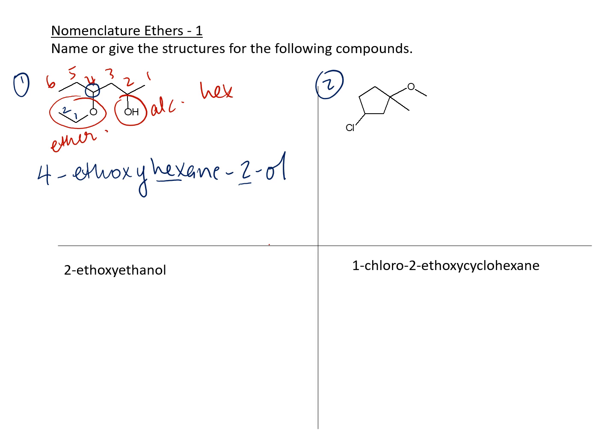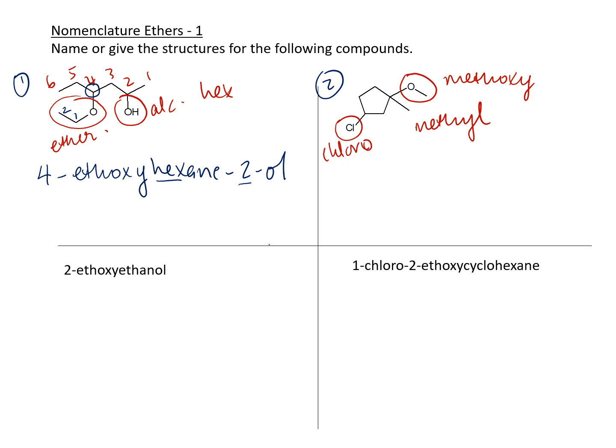Let's go on to the second one. In the second case, we have a cyclic compound. We have a lot of substituents, so let's go ahead and write those substituents out first. Here I have a methoxy, a methyl, and a chlorine. So where do I start my numbering? My numbering is going to start wherever I have more substituents, because there is absolutely nothing here that takes priority. Methoxy, chlorine, all of these, they all have the same priority.